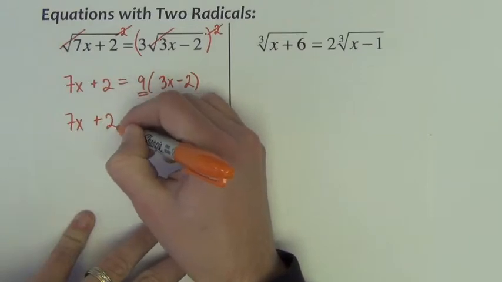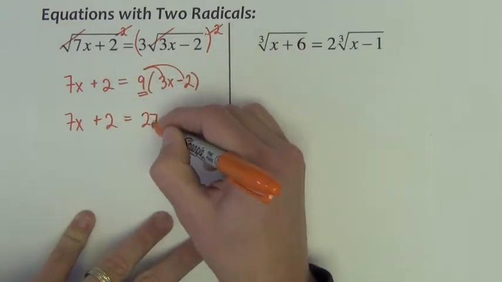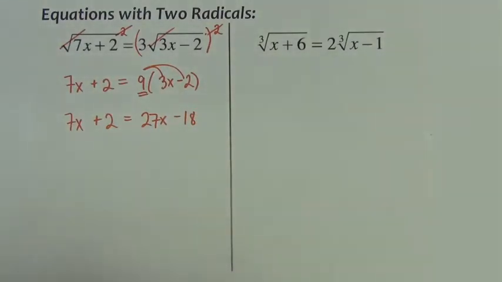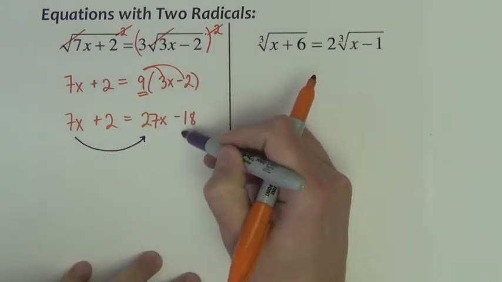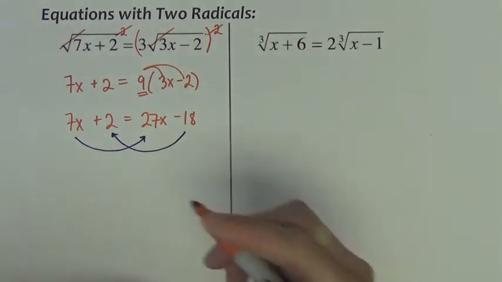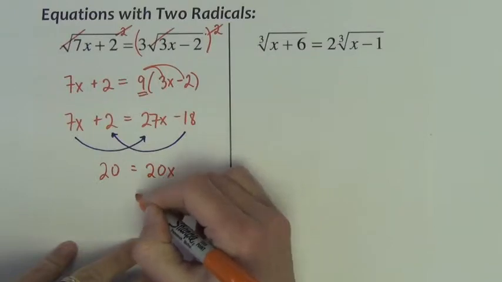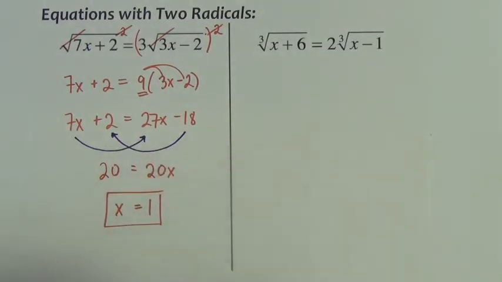Now it's just a standard equation. We've seen this type many times. Distribute the 9. Now we can start moving terms. I'm going to move the 7x over here. I'm going to move that minus 18 to this side. So that's going to give me 20 equals 20x. Divided by 20, x is 1.